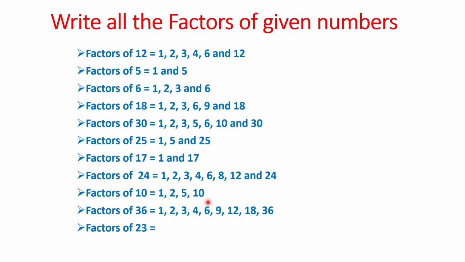Factors of 23: 1 and 23 are factors of 23. So we can see every number has at least 2 factors. The number 1 and the number itself. So we can see every number has at least 2 factors.